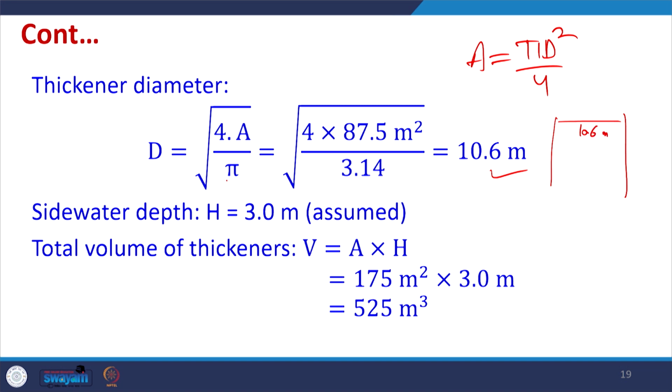Now, for the total volume, we are assuming the depth to be 3 meters. In this case the total volume of the thickener will be area into H. The area is already 175, and this is 3 meters. So, 525 meter cube will be the volume required.